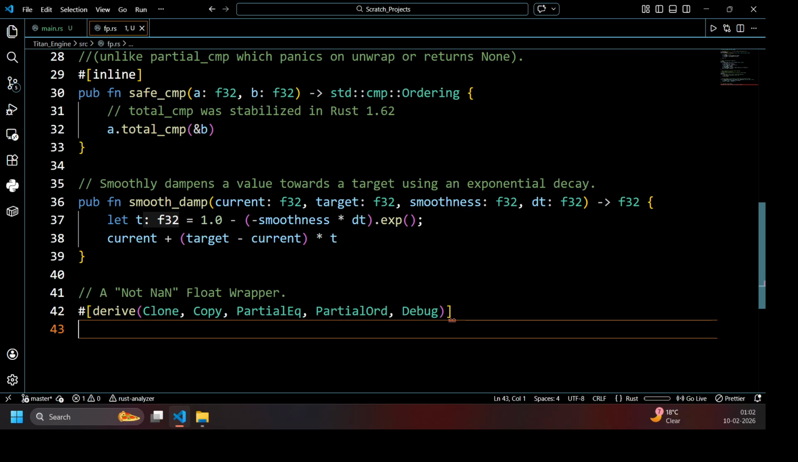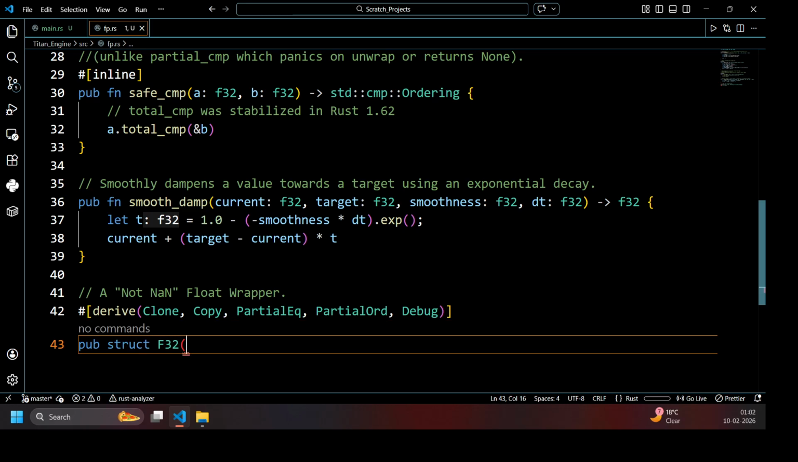pub struct F32(f32). This is a common Rust pattern called a newtype, or a tuple struct. It looks like a struct, but at runtime, after compilation, it takes up the exact same amount of memory as a normal f32. It's a zero overhead abstraction. So it has no runtime cost.